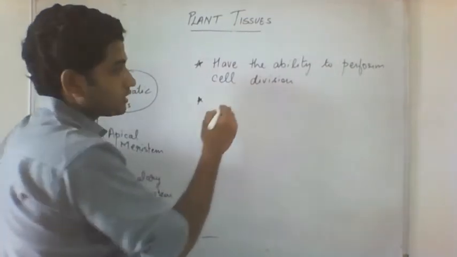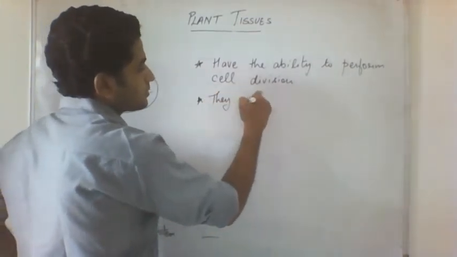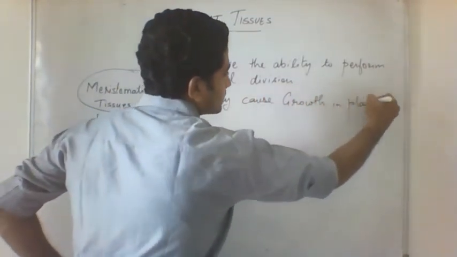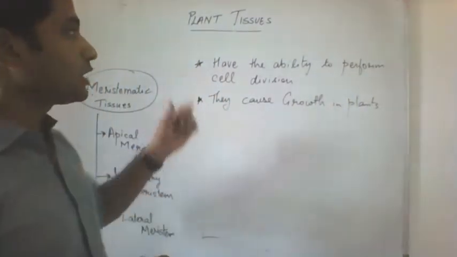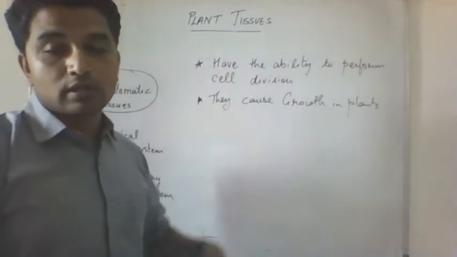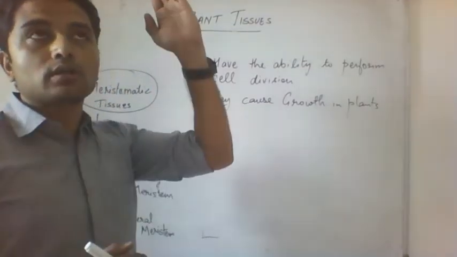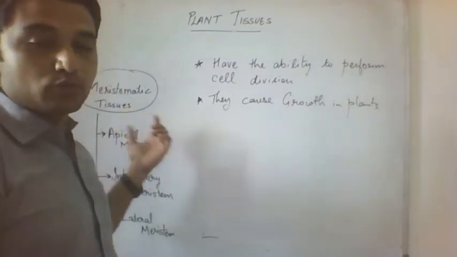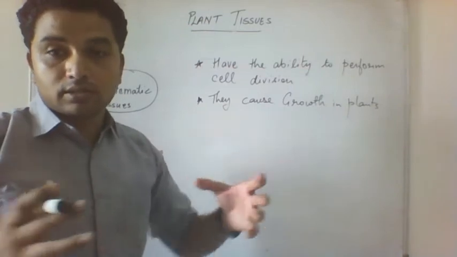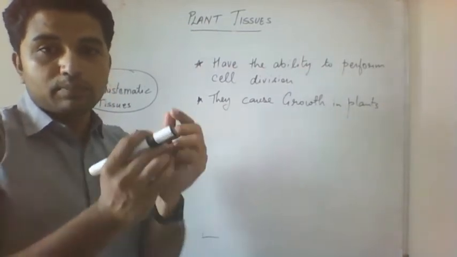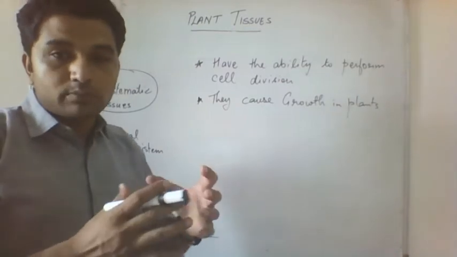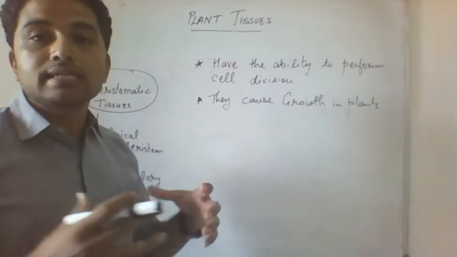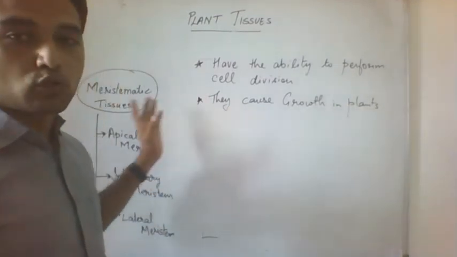What is their role in the plant? They cause growth in plants. So if plants need to grow, they require meristematic tissues. Meristematic tissues cause any sort of growth. If you want the plant to go up, increase in length, that is also caused by meristematic tissues. When you see plants growing in girth, their width will increase. Initially the plant is very thin, lean, but as it grows, the stem increases in diameter. That's called the girth. The increase of girth is also caused by meristematic tissues.